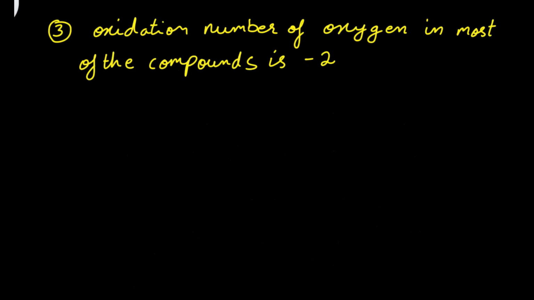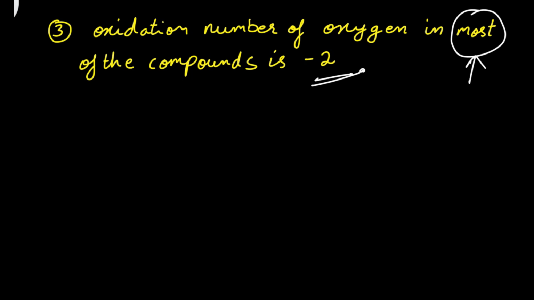Now we will talk about oxygen. Oxygen is widely used in making compounds. You will find oxygen in one place or another. So the oxidation number of oxygen in most of the compounds is -2. Here there is a term, most. Most of the compounds means that there are some compounds where the oxidation number of oxygen is not -2. In general it will be -2, but there will be some cases where the oxidation number of oxygen will not be equal to -2.